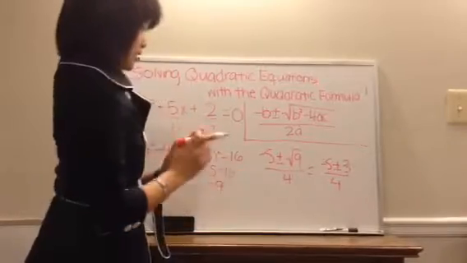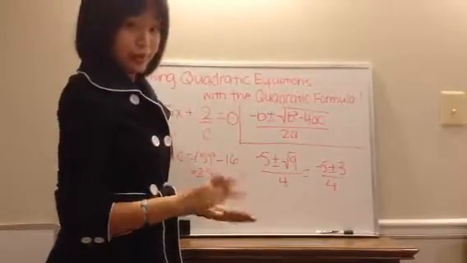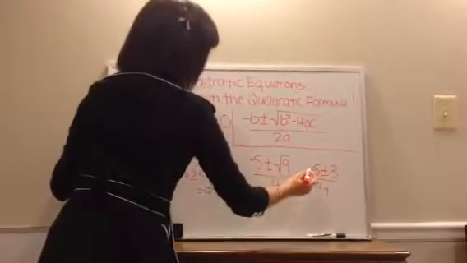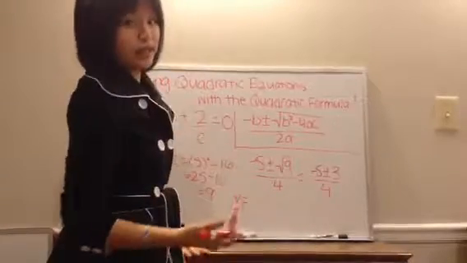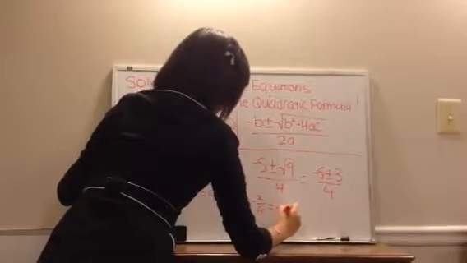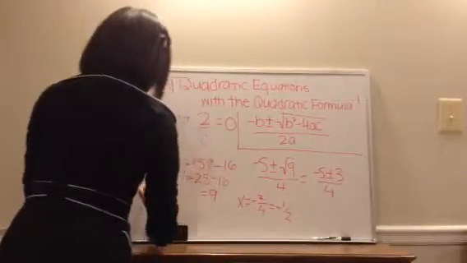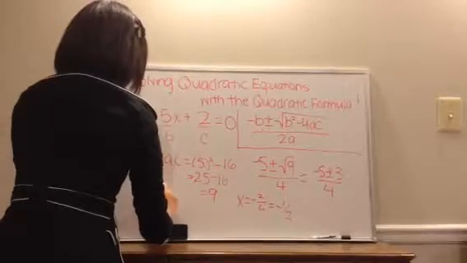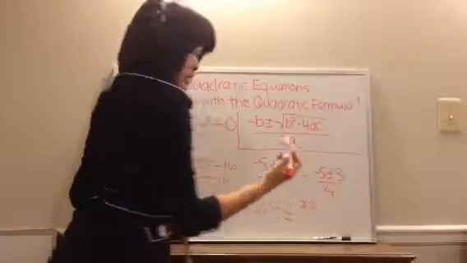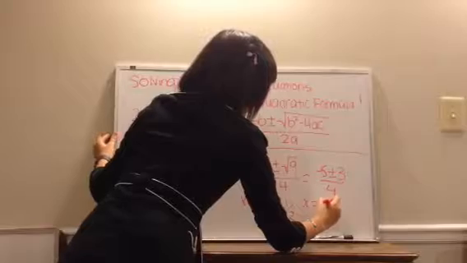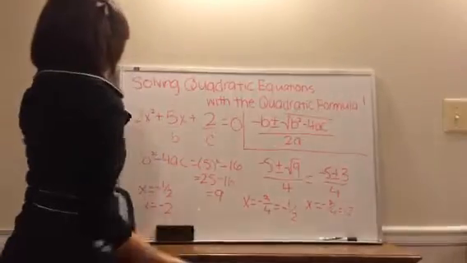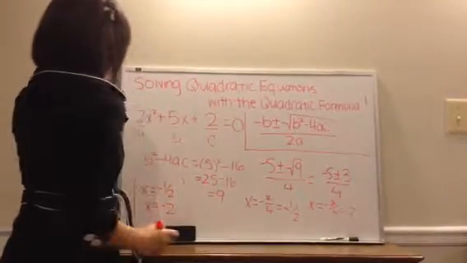This is where your equation will split into two and give you two different answers for x. Your first answer would become negative 5 plus 3, which is negative 2 over 4, and negative 2 over 4 equals negative 1/2. So your first x equals negative 1/2. Your second x would equal negative 5 minus 3, which is negative 8 over 4, and negative 8 over 4 equals negative 2. So your second x would equal negative 2. So your two answers would come out like this.